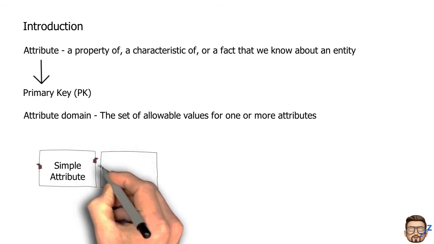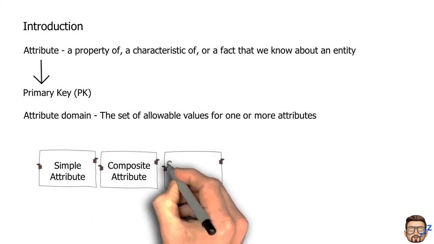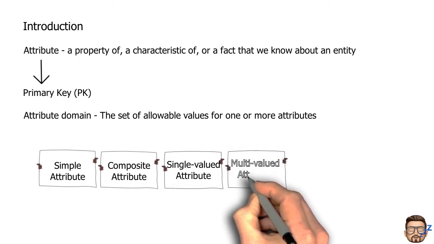There are a few types of attributes. The first one is simple attribute. We will have a composite attribute, single valued attribute, multi-valued attribute, and also the derived attribute.